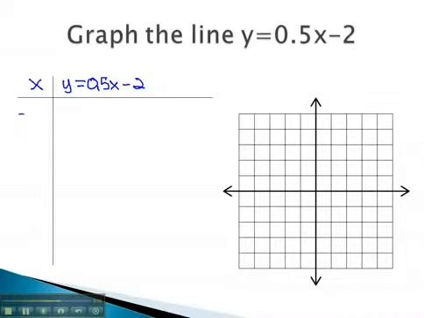If we start by picking maybe -2 for x, our equation becomes y = 0.5 times -2, minus 2. Working this out, we get -3. Let's graph this point on the coordinate plane. -2 for the x, -3 for the y. 2 to the left, 3 down.